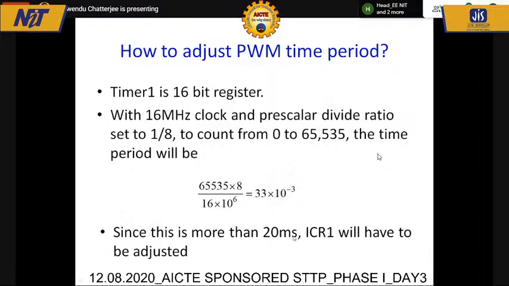Since this is more than 20 milliseconds, ICR1 will have to be adjusted. Otherwise, I would have given ICR1 the full value of 65535. But that will not work. It is 33 milliseconds, which is more than 20 milliseconds. So we will have to put some value in ICR1 so that the time period is cut short from the full value. Let us see.